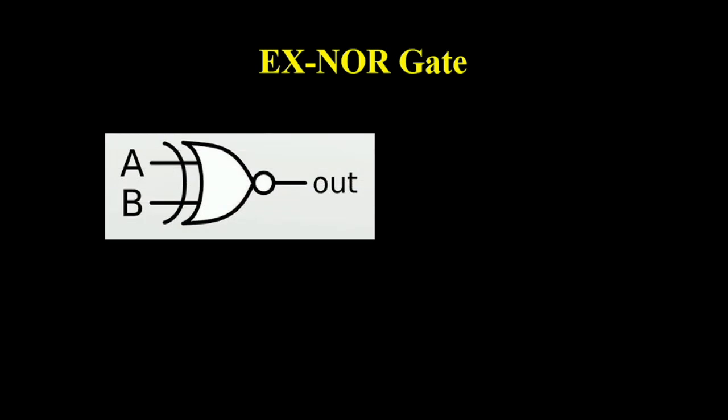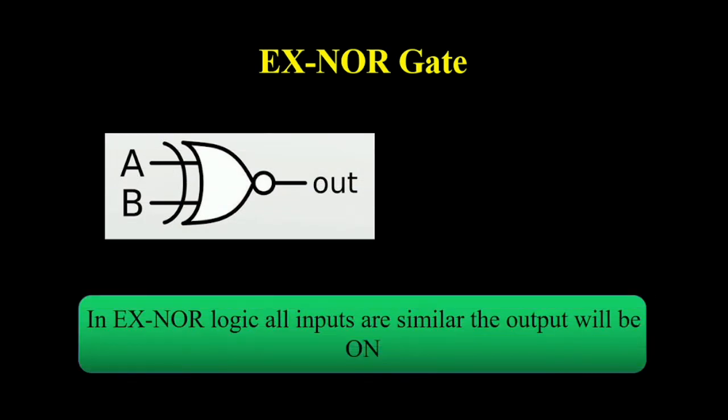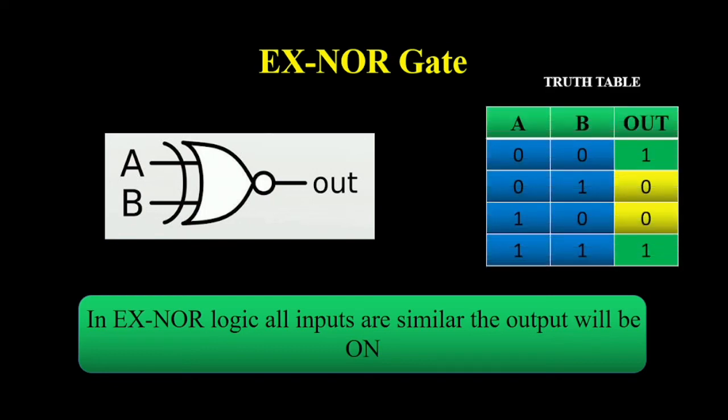Now let us see about the XNOR gate. And this is the symbol of the XNOR gate. In XNOR logic, if all inputs are similar, the output will be on. Now let us see its truth table for an easy understanding. Consider we have two inputs A and B and an output. If the two inputs are 0 and 0, the output will be 1.